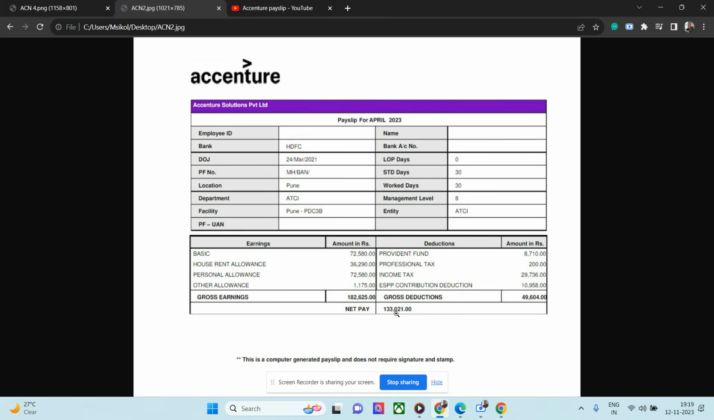So she is making, in April 2023, 1.33 lakhs. So there is no hike for the next year. So possibly if she stays in Accenture, she'll be making around 1.33 lakhs per month. So this is all about the salary of a TL and an associate manager in Accenture in 2023.